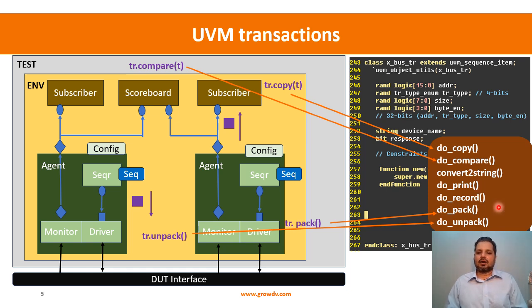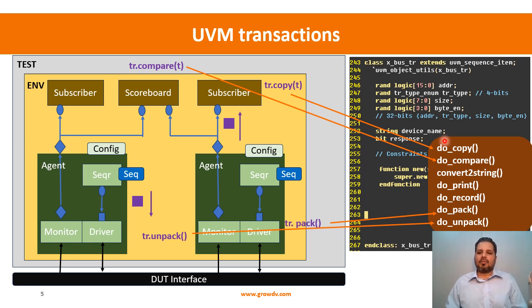And then there is a concept called do_record, wherein the fields of the transaction can be either posted to a file or posted to a database. So that's another feature that's present as part of the UVM. Now in the next few slides we will look at how to populate these functions and what exactly we need to do.